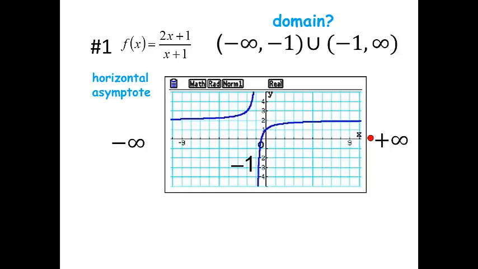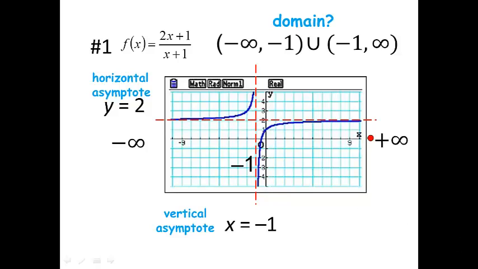What about the horizontal asymptote? Do you see a horizontal asymptote? Yeah, there's one right there. And that's because both sides of the graph try to get close to that line, but will never cross it, at y is equal to 2. What about the vertical asymptote? I see a vertical asymptote there, at negative 1, so x is equal to negative 1.